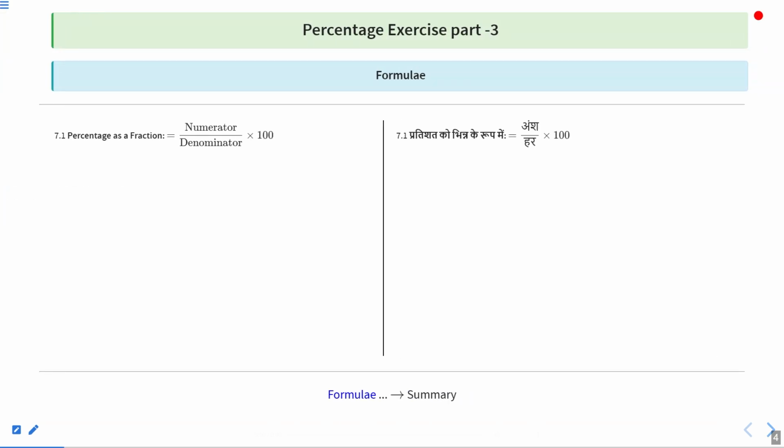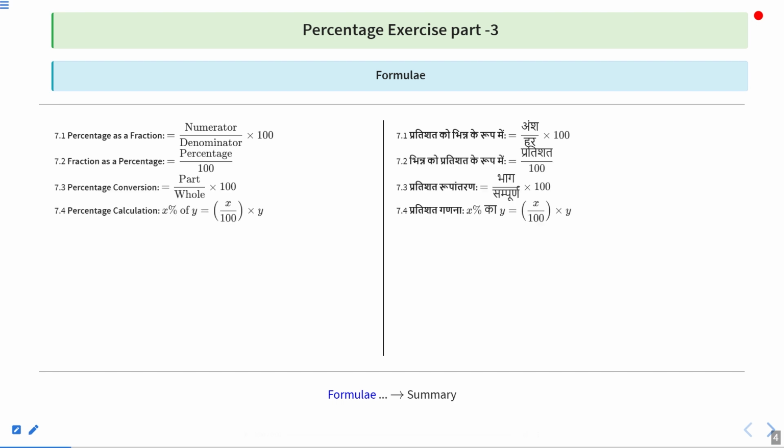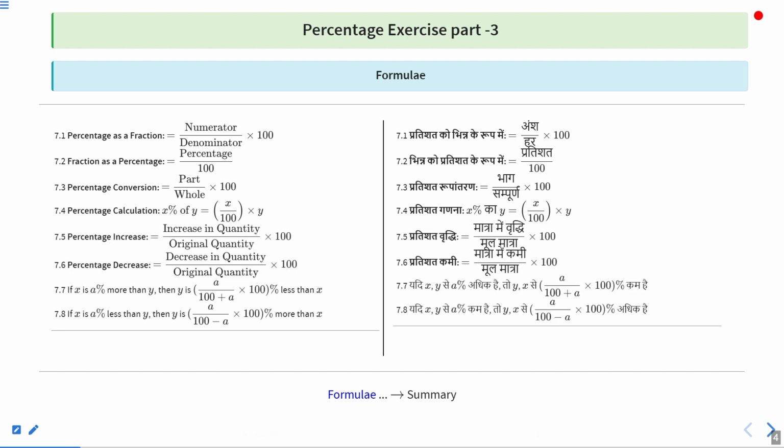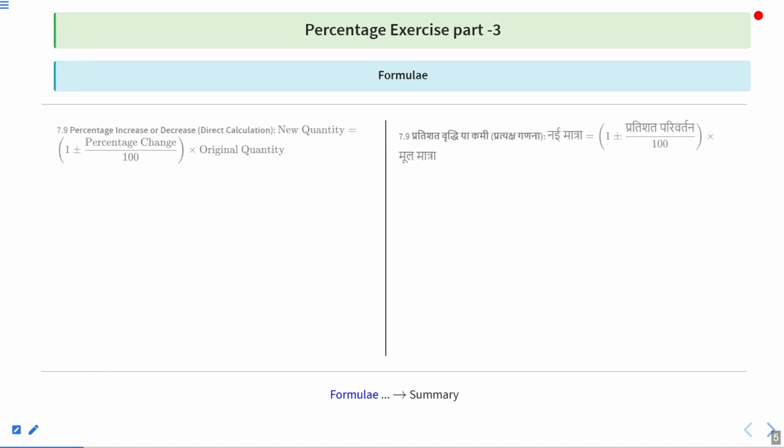These are the formulas in this chapter and we are going to use them in our questions. Percentage as a fraction is equal to numerator upon denominator into 100, fraction as a percentage conversion, percentage calculation, x% of y is equal to x upon 100 into y. So these are the formulas which we are going to use in this chapter.